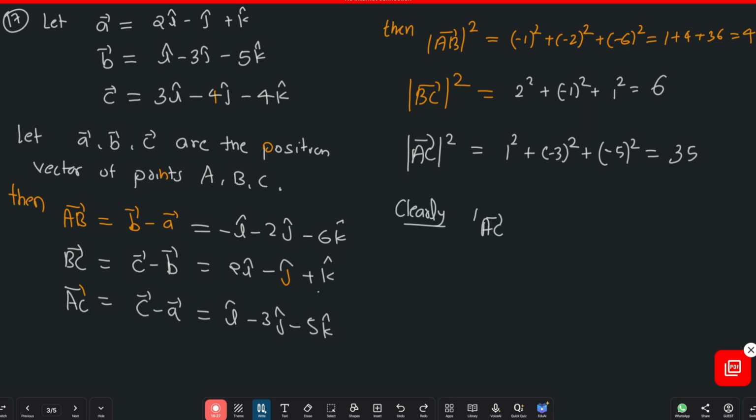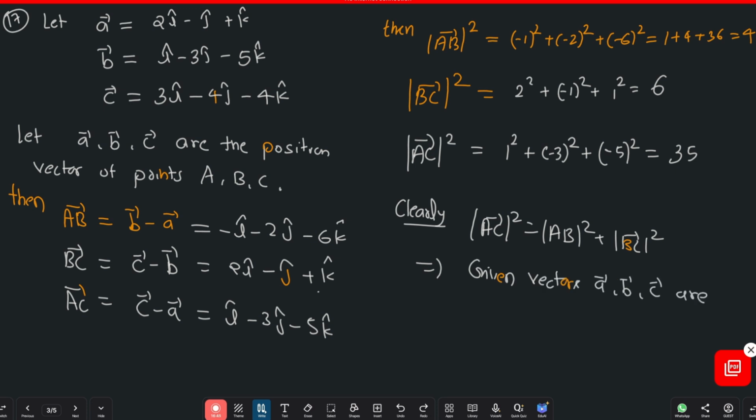Clearly here, mod AC whole square equals mod AB square plus mod BC square. It implies the given vectors A, B, C are the vertices of a right angle triangle. Suppose this question is: prove that these are the vertices of an equilateral triangle. It means mod AB, mod BC, mod AC all will be the same. An equilateral triangle. Correct?